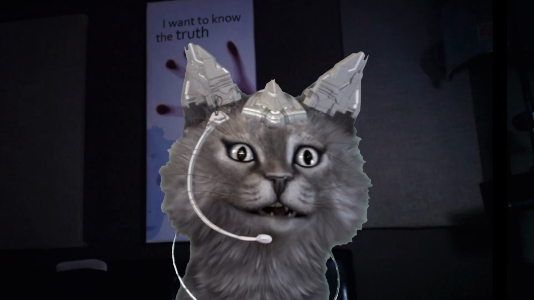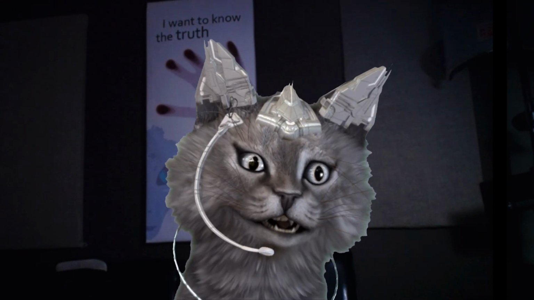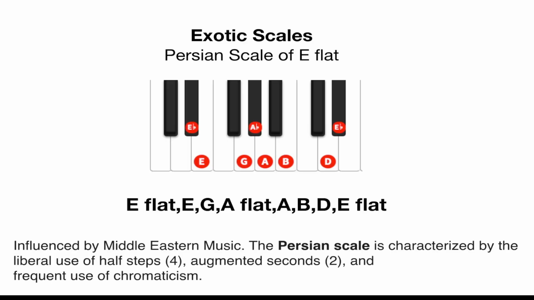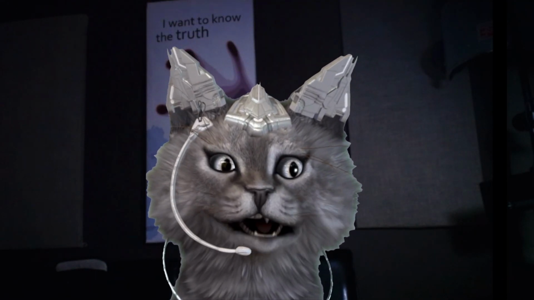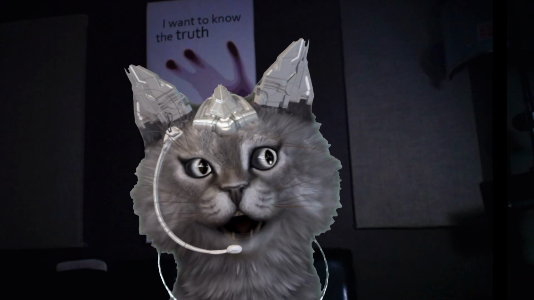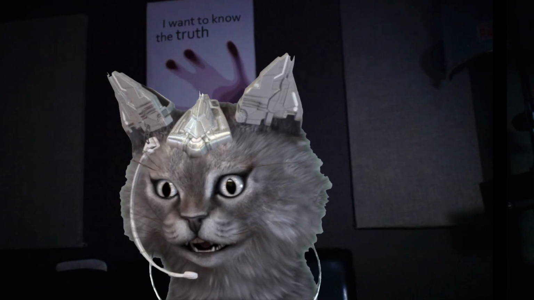Today we're going to be covering the Persian scale of E flat. Yes, that's correct, and it is an exotic scale that is inspired by Middle Eastern music, and it is characterized by the liberal use of half steps, 4 of them, augmented seconds, 2 of them, and frequent use of chromatism. And we are going to be exploring some trap music with a little blend of dubstep in there. So let's get started.